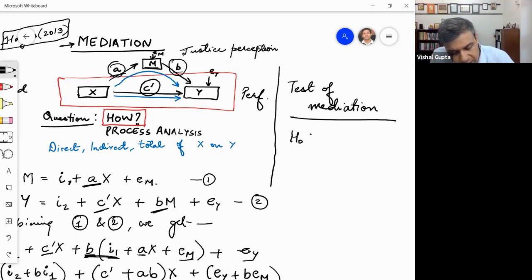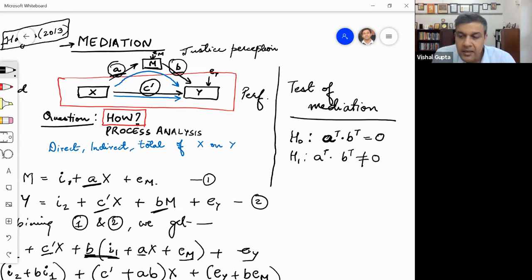So what is it that you will have to do when you are going to test for mediation, or when you are writing about mediation? You will have to show that this product, the true A and true B, that is the product A into B in the population, will it be 0, or will it be different from 0? This A and B here, I'm denoting these are sample coefficients. But what about the population? In the population, will this product be 0 or not? That is what you will have to prove.